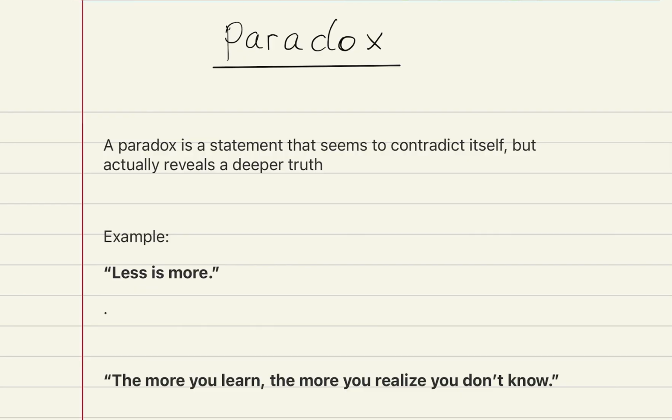Now, when you read this, less and more are two completely opposite things, so they contradict each other. How can less be more? More is the opposite of less, and less is the opposite of more. So that doesn't make sense. Now, what this really reveals is a deeper truth.